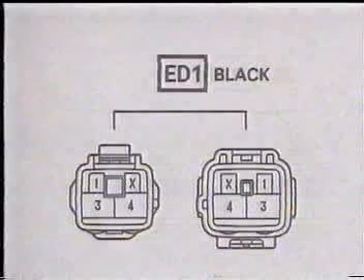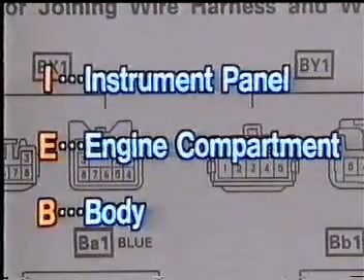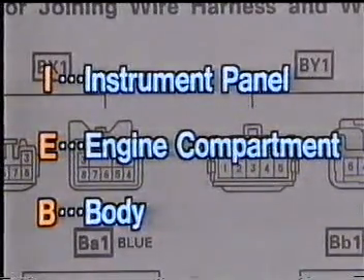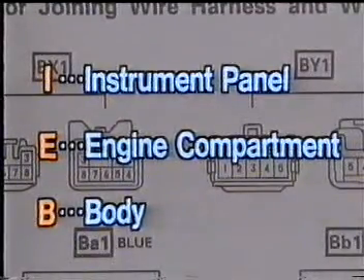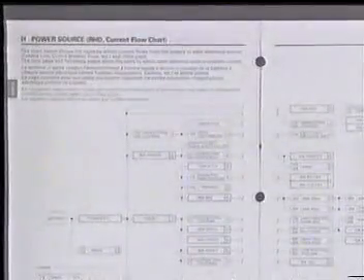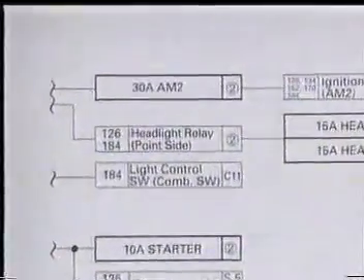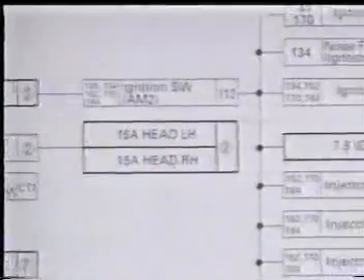the position in the car. For example, I indicates the instrument panel, E indicates the engine compartment, and B indicates the body. The section on power sources shows the connections for all power sources. For example, the systems for which this 30 amp AM2 fuse acts as the power source are the following.